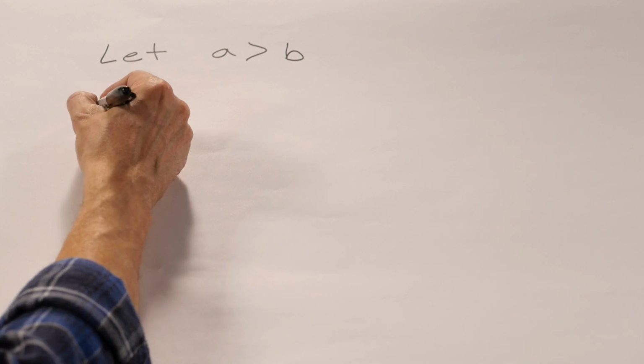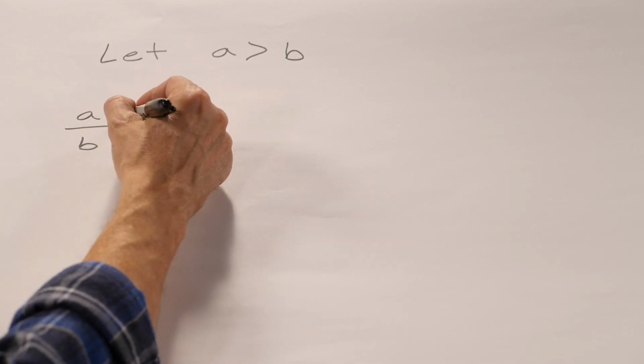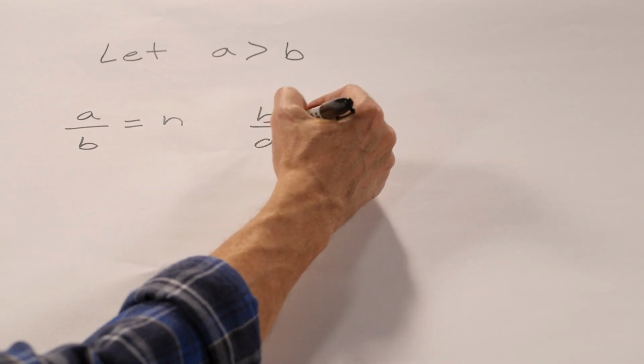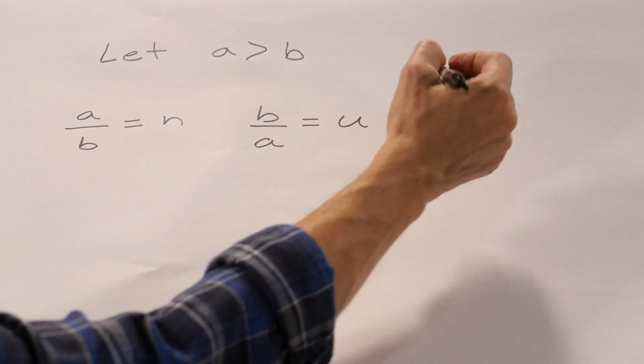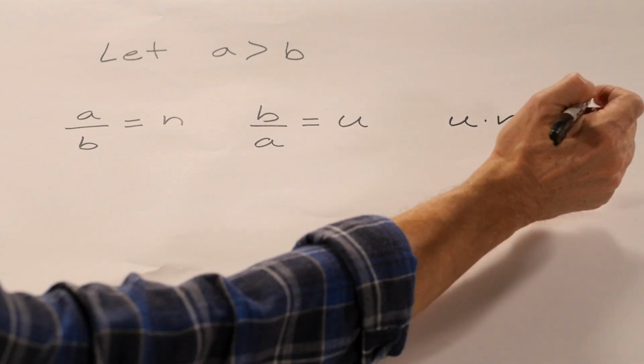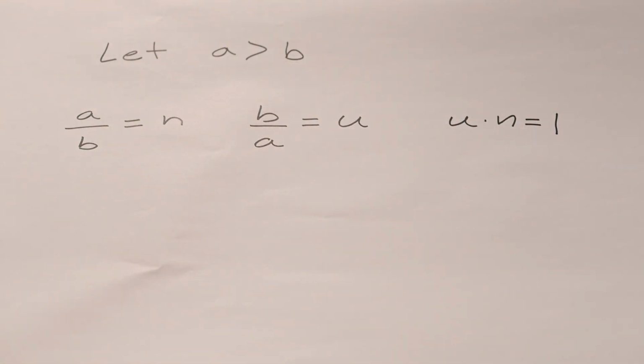Okay? And A over B, we're going to let that equal N. And B over A, we're going to let that equal U, where U times N equals 1. Now, this is just basically a definition of a reciprocal relationship between two values. But this is where the existics equations stem.